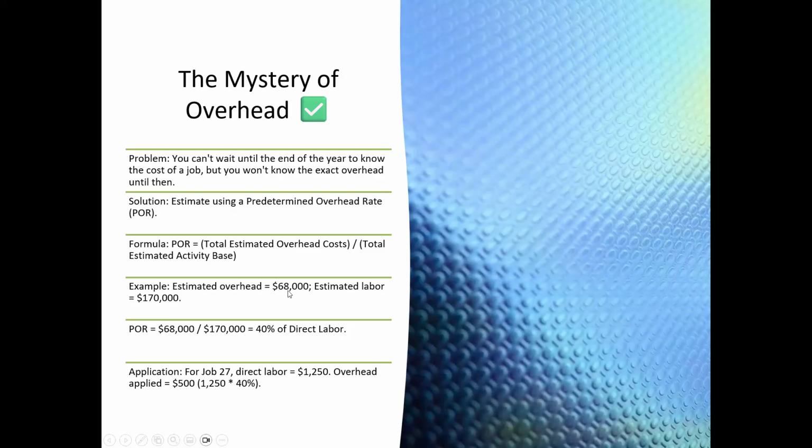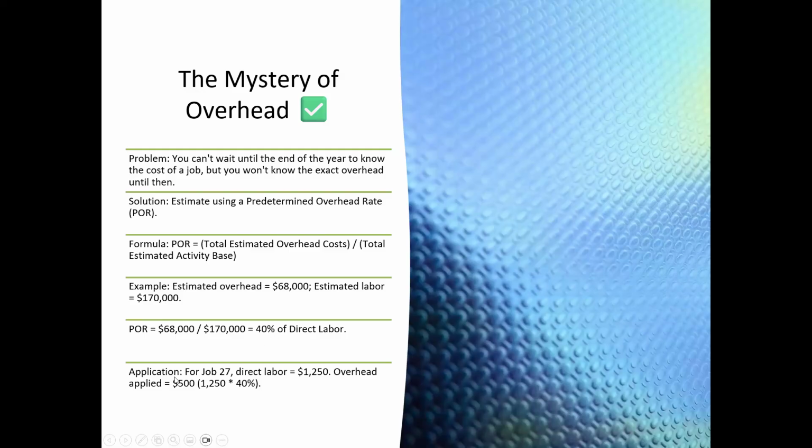Therefore, if a job requires us to use $1 of direct labor, in that case, we will multiply the direct labor cost by 1.4, or we will increase the cost by 40% because we allocate the overhead based on direct labor cost. So our predetermined overhead allocation rate in this example is 40%.